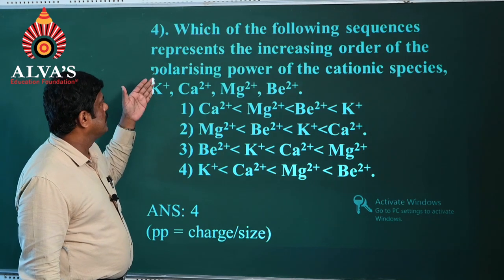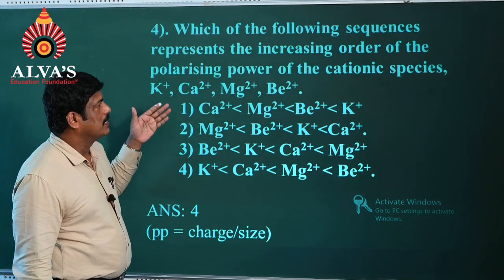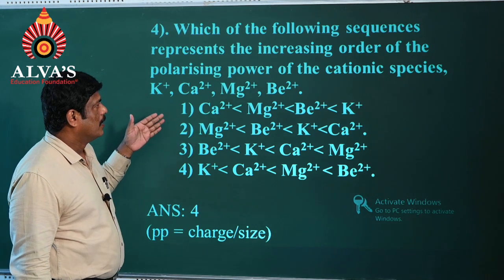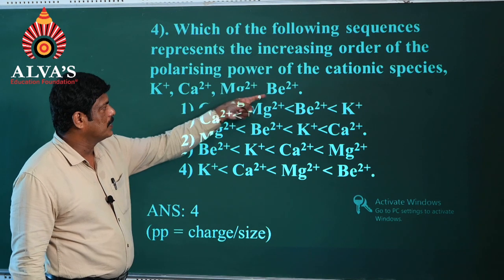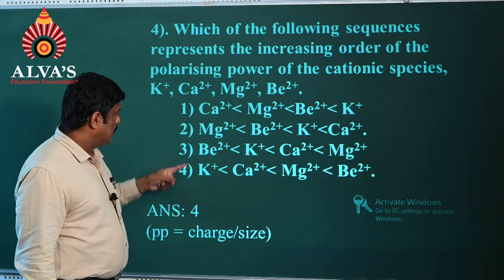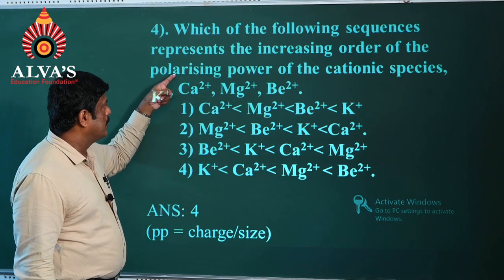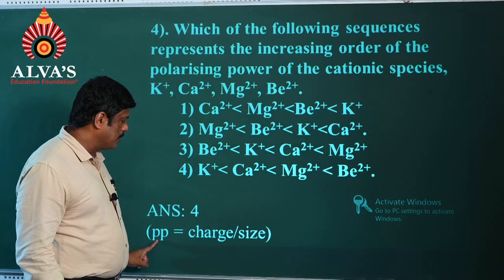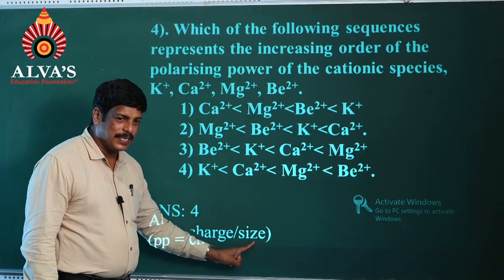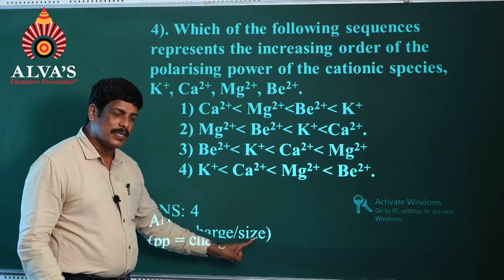Which of the following sequences represents the increasing order of the polarizing power of the cationic species? K+, Ca2+, Mg2+, Be2+. See, they are asking about the increasing order of the polarizing power of the cationic species. Polarizing power is the charge by size ratio.